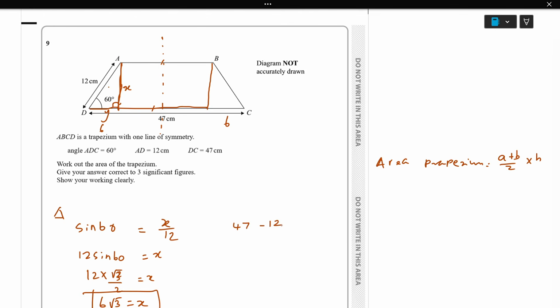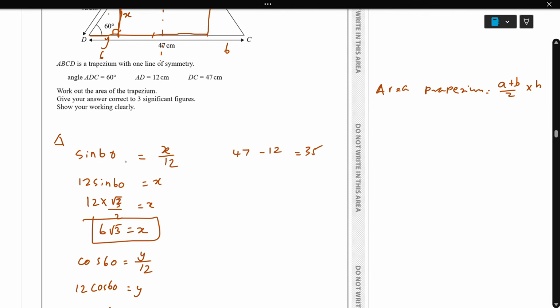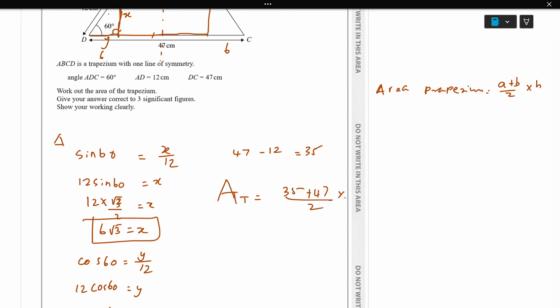So this length is going to be 47 minus 12. We have to remove this part. So 47 minus 12 is 35. This length is 35, so here is 35. Now we have all the sides, the parallel sides and also the height. So now we do the area of the trapezium, equal to the top parallel side 35 plus the bottom one 47, over 2, times the height, which is 6 root 3.